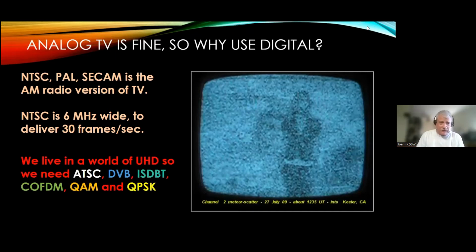But today we live in a world of Ultra HD, so we need ATSC or DVB, and all these are systems that were defined to be able to modulate digital over a carrier using COFDM or QAM, QPSK, whatever. And we'll talk more about that.